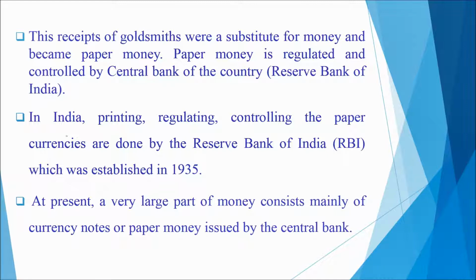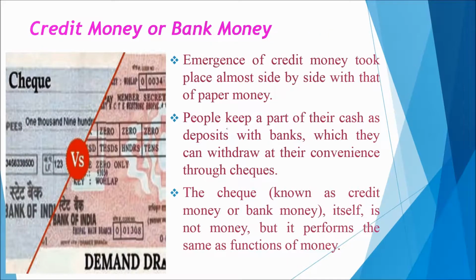In India, printing, regulating, controlling the paper currencies are done by the Reserve Bank of India, that is RBI, which was established in 1935. At present, a very large part of money consists mainly of currency notes or paper money issued by the central bank. Next, we are going to learn about credit money or bank money.